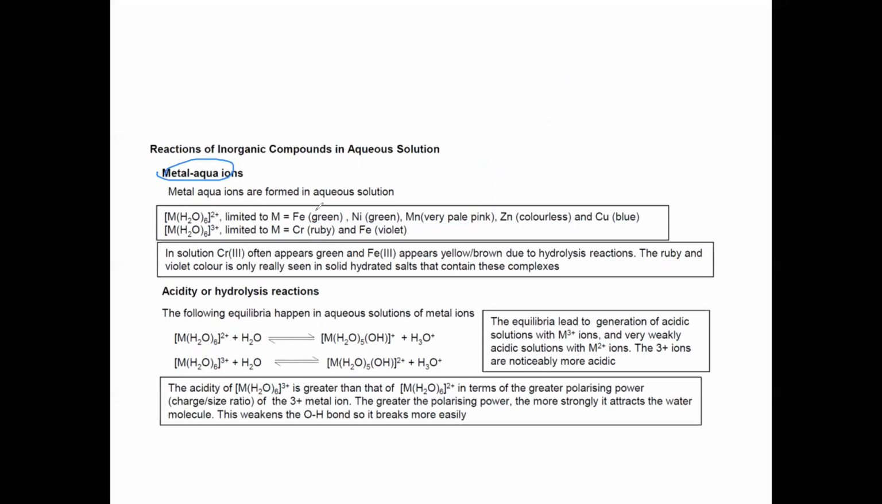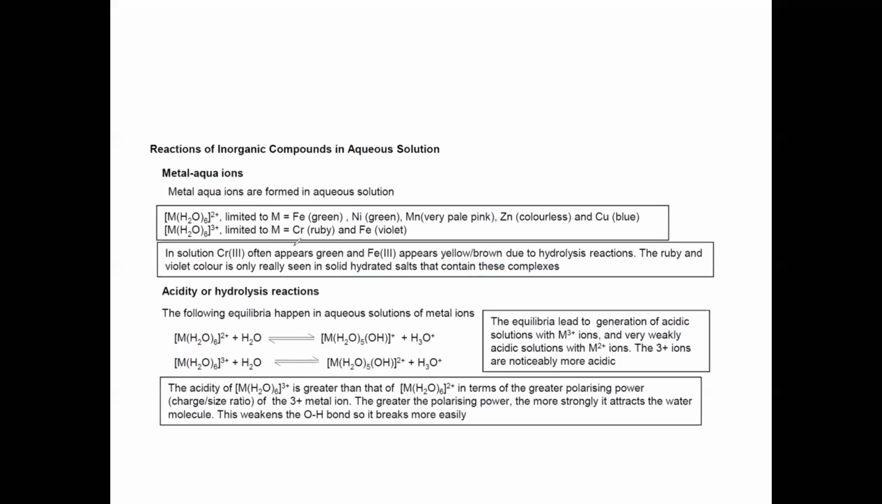Then what happened? In solutions, chromium 3 often appears green and iron 3 appears yellow brown. Why? Due to the hydrolysis reaction. The ruby and the violet colors are only seen in solid hydrated salts that contain these complexes. Basically, there is a hydrolysis reaction. When the compound decomposes or breaks due to water molecules, we call it hydrolysis.